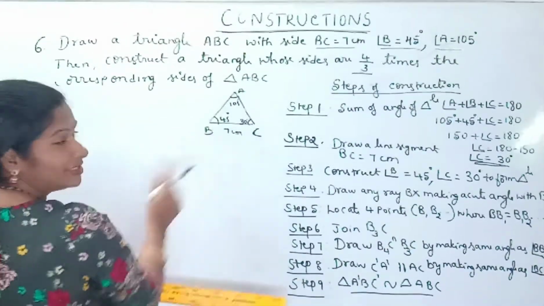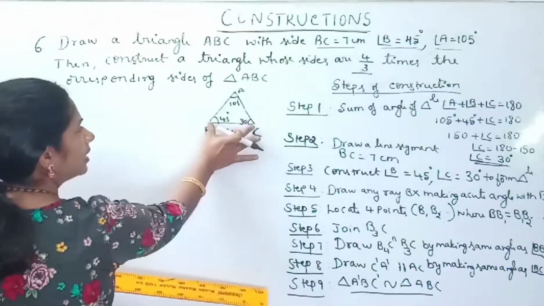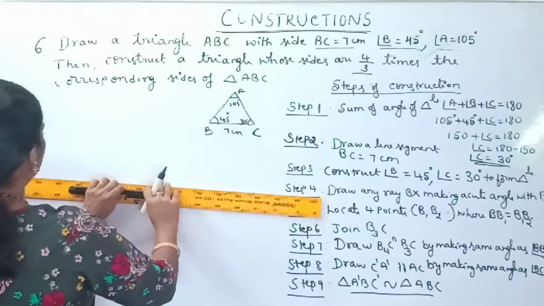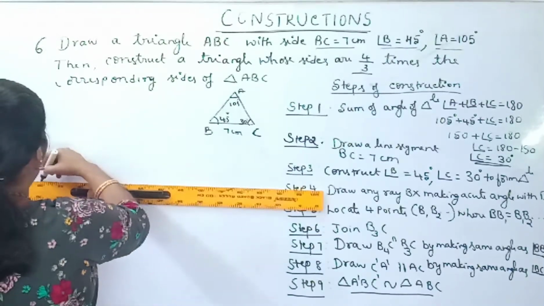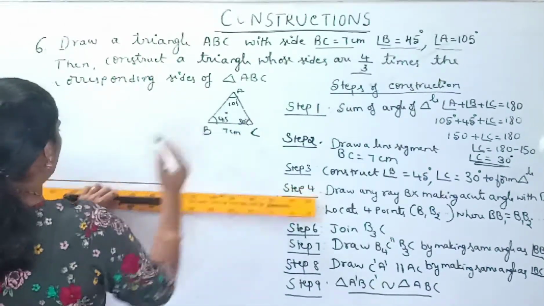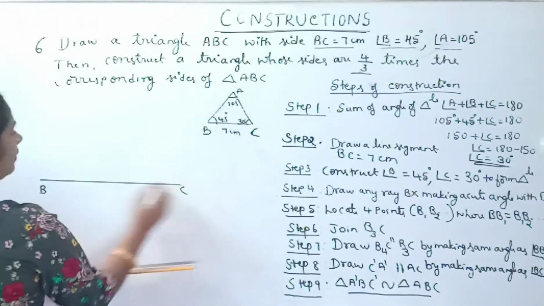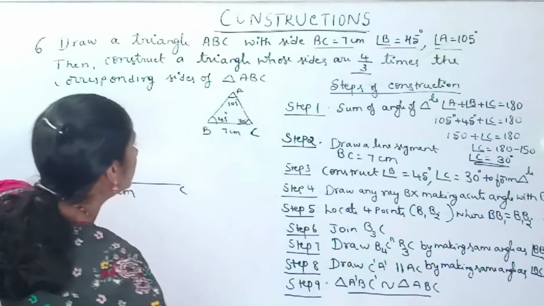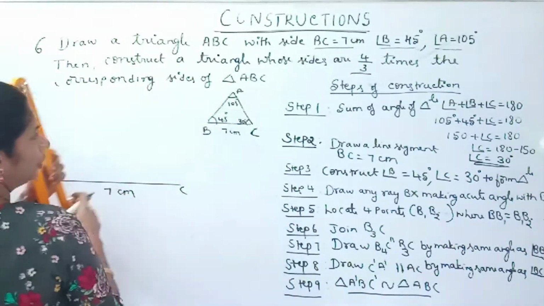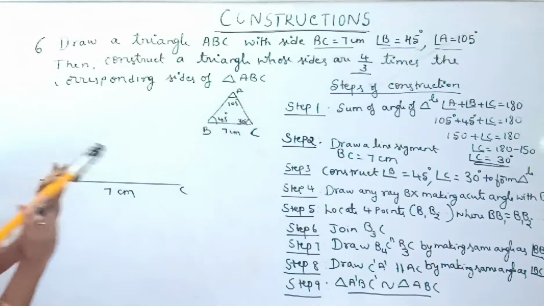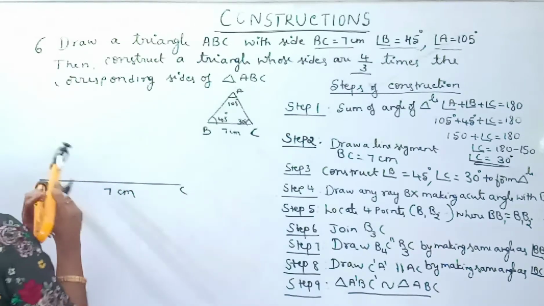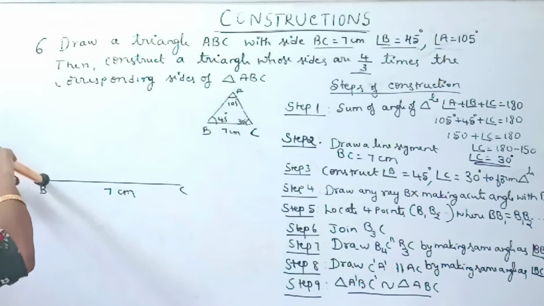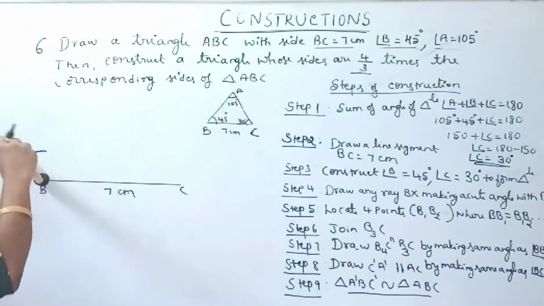Let us start to construct triangle ABC. First construct base of a triangle BC equal to 7 cm. Take scale and draw a line segment BC equal to 7 cm. Now we have to construct angle B equal to 45 degree. How to construct? Take compass. Any measurement you can take. Keep your compass at B and draw one arc like this.